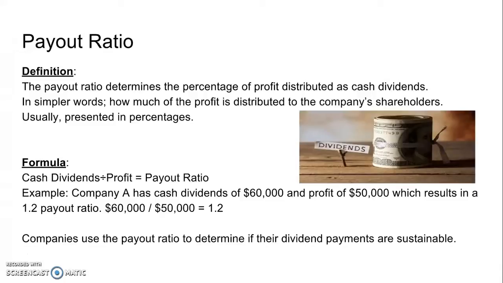Company A has a total of 60,000 cash dividends paid. Profit during the period is 50,000. Refer back to the formula. The calculation will give you a 1.2 ratio.